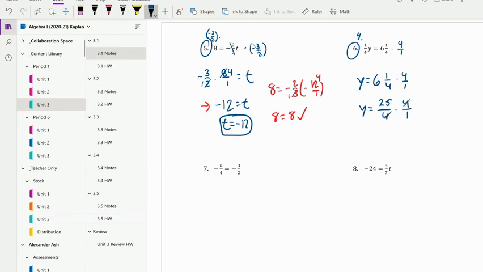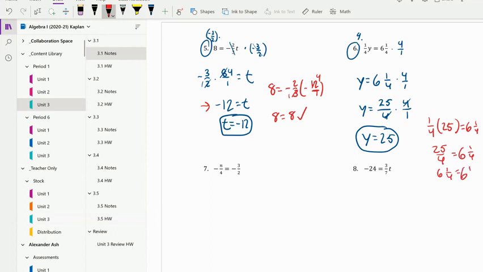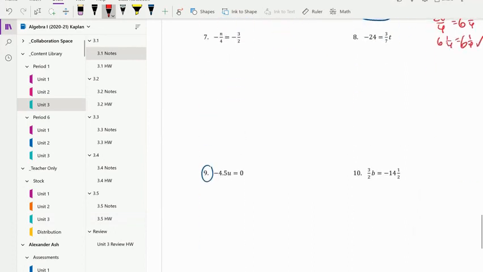Hopefully you recognize, oh, look at that. Your 4's are going to cancel. You get that y is equal to 25. Okay, and if you do that, 1/4 times 25, is that equal to 6 and 1/4? Well, this is 25/4 equals 6 and 1/4, and we just said, yes, 25/4 is 6 and 1/4. Sweet. Okay, moving on.